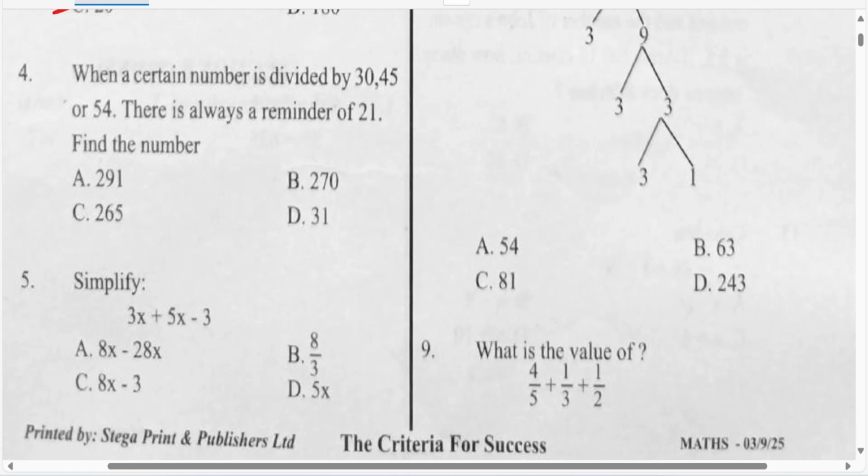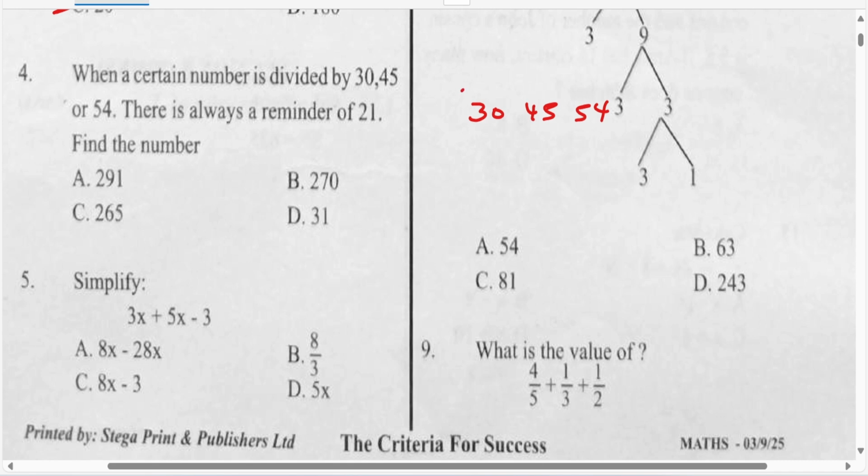Question 4. When a certain number is divided by 30, 45, or 54, there's always a remainder of 21. Basically, what this question wants you to do is find the LCM of 30, 45, and 54, a number that can be divided by 30, 45, and 54. But remember, there's always a remainder of 21. So the answer that you get after finding the LCM of 30, 45, and 54, you add it to 21. So what will you do? Come here, write 30, write 45, write 54, and find the LCM of these.